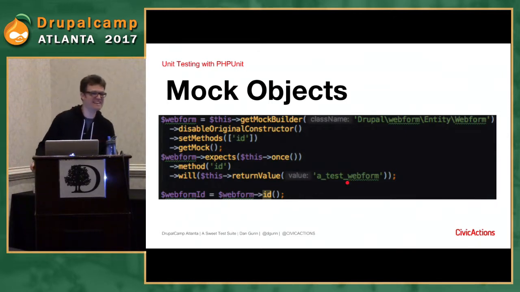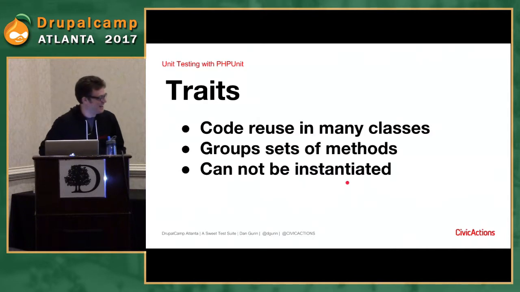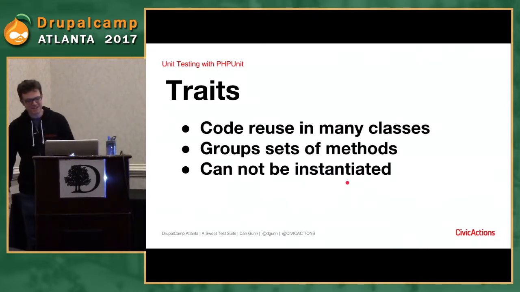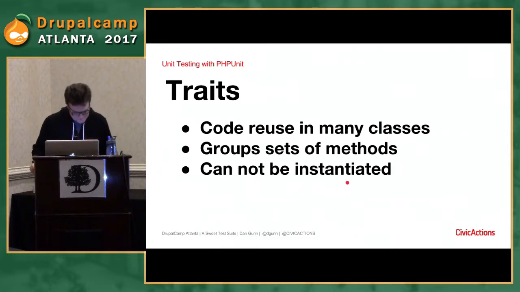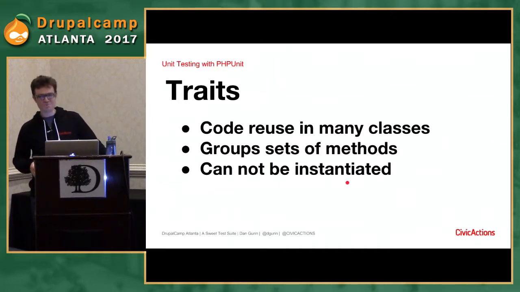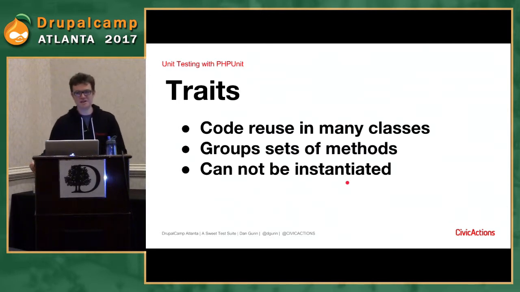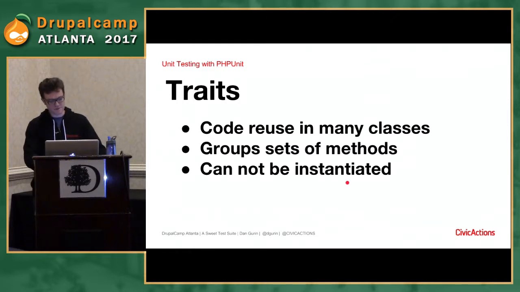Pretty sweet. So yeah, we talked about traits a little bit earlier. This is good for reusing code. You can use it in many classes, and you can group sets of methods also is a good use for that. Traits, of course, cannot be instantiated. That's just like object-oriented PHP stuff. And this would be good, like I said, for the install fields example that we had earlier.